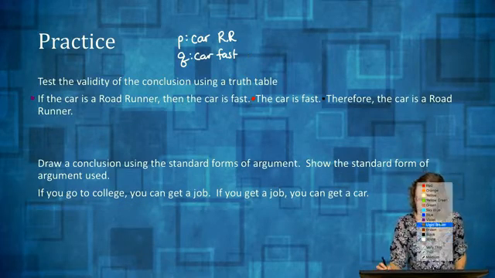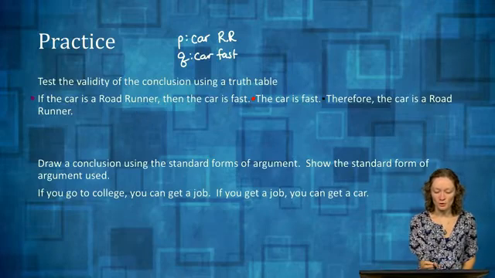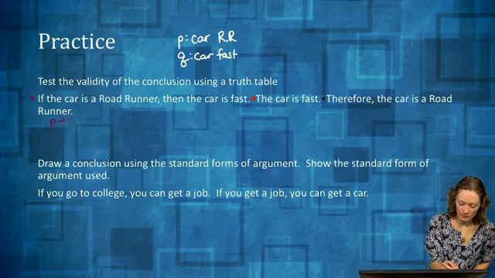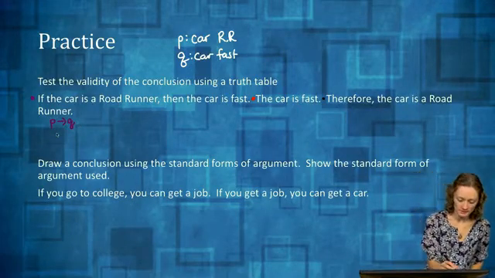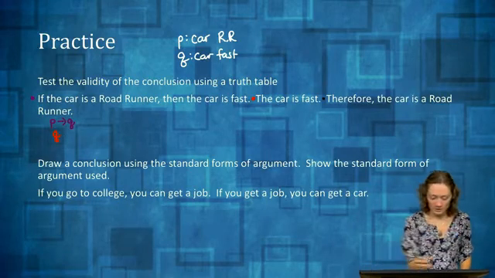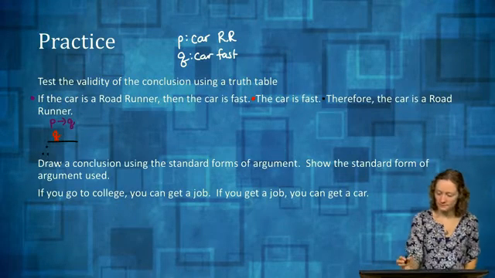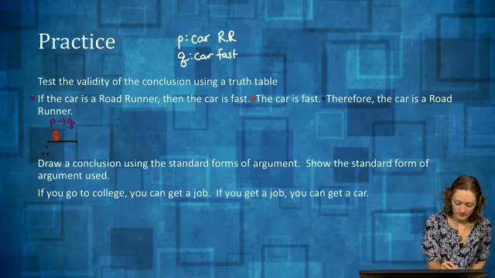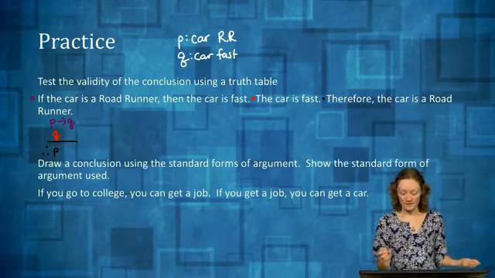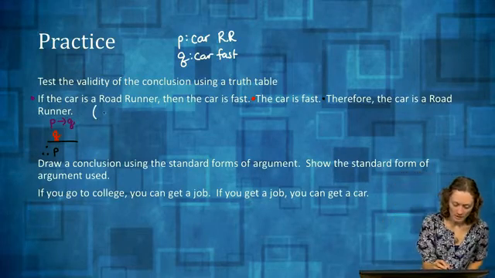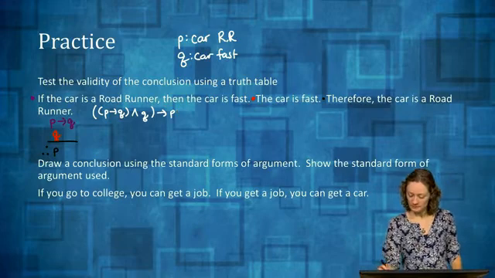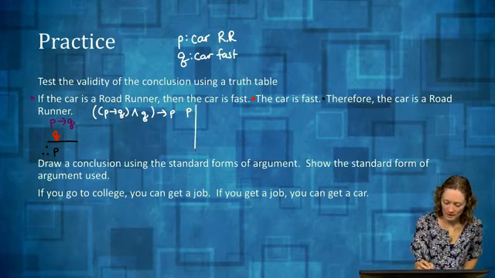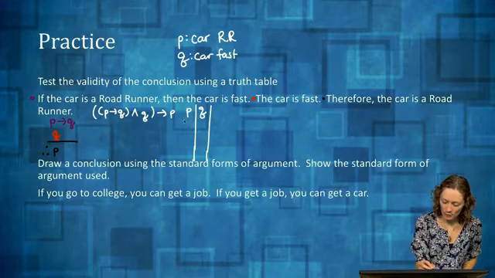So, symbolically, premise 1, if the car is a roadrunner, then the car is fast: if P, then Q. Premise 2, the car is fast: Q. The conclusion that's drawn, the car is a roadrunner: P. Now we test via truth table. So symbolically, this will be ((if P, then Q) and Q), then P. This is good. All right, so we have 4 rows here.